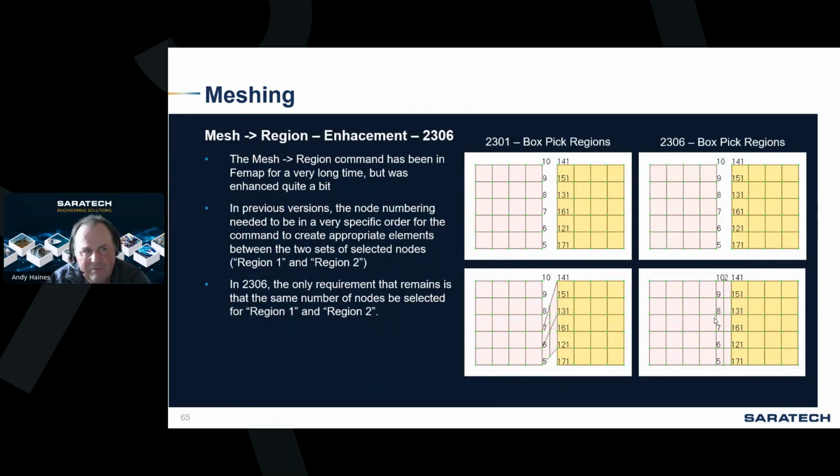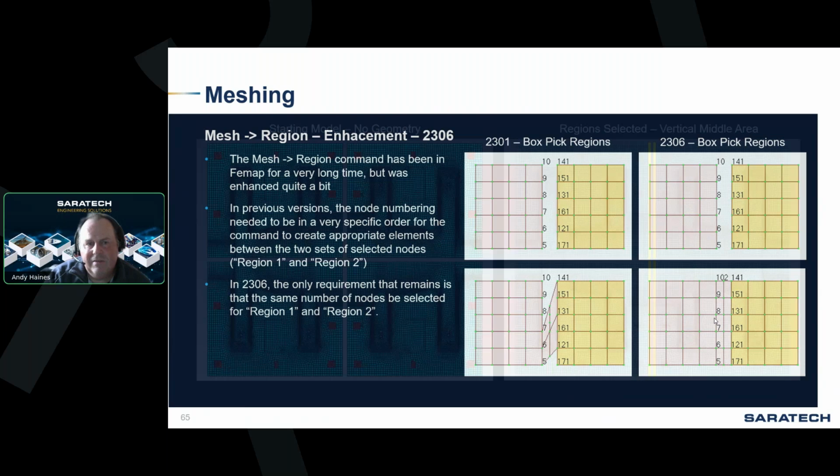Really simple thing. Well, I shouldn't say simple. It's kind of difficult to add, but the mesh region command has been in Femap forever. It's probably one of the first 10, 20 commands that was in the product. But if you tried to use it and the numbering wasn't quite right, it could give you kind of garbage. So if you just select the nodes from 5 to 10 there, and then 141 to 171, really in any order, what it's going to do now is fill that in nicely for you in areas.